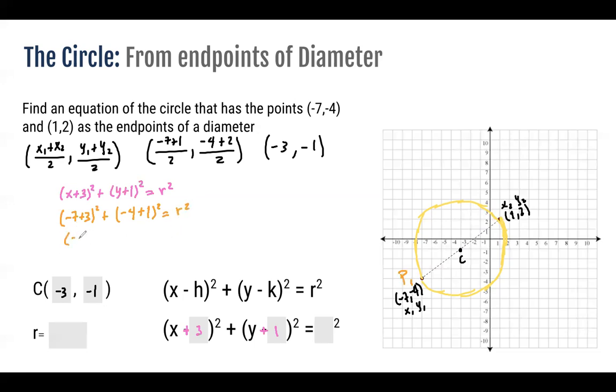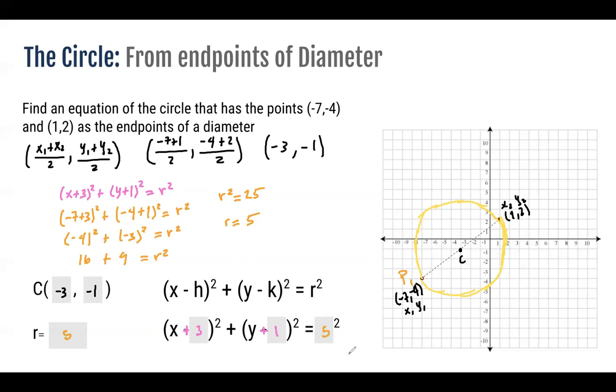So this is going to be -4 squared plus -3 squared equals the radius squared. Let's go for 16 plus 9, and that's 25, the radius squared. So once again, the radius squared will be 25, meaning that the radius is 5. So that will complete our standard form of the equation.